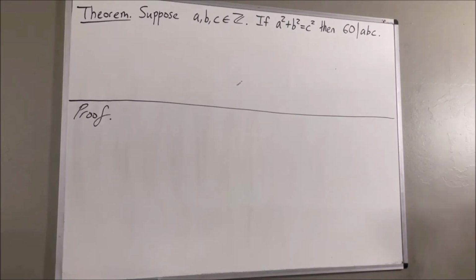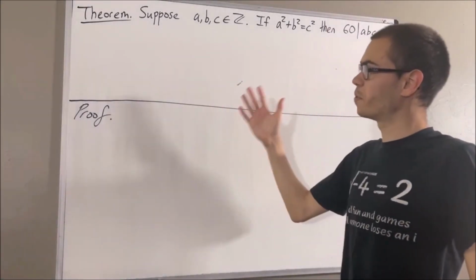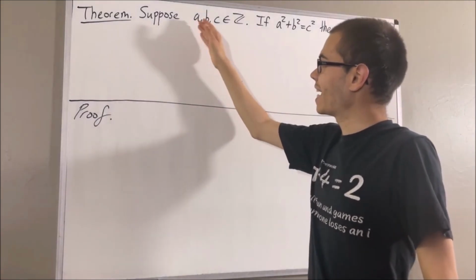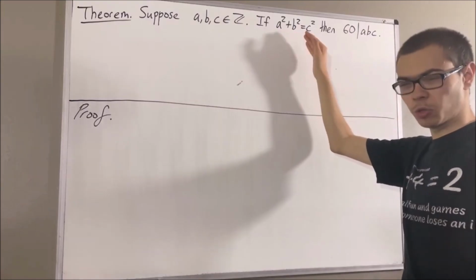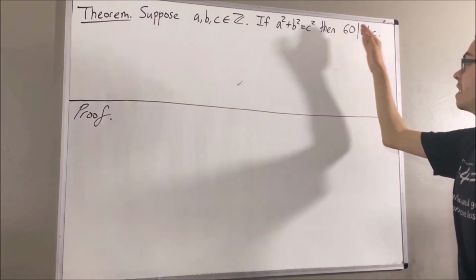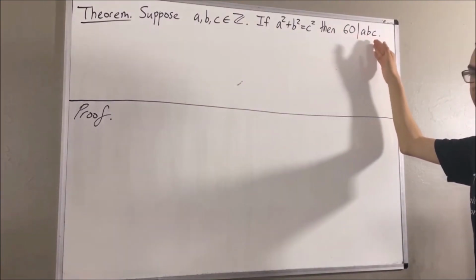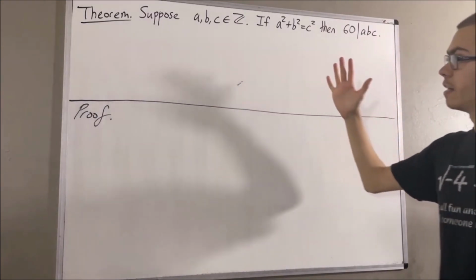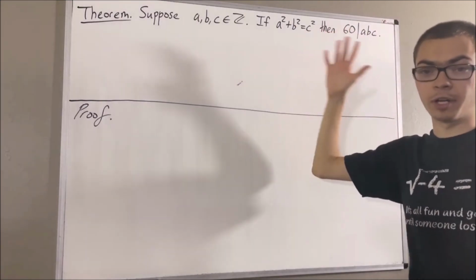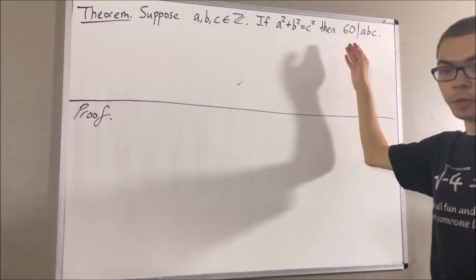Hello! In this video, we are going to prove the following theorem. Suppose a, b, and c are integers. If a squared plus b squared equals c squared, then 60 is a divisor of abc. So what we're essentially proving here is every product of Pythagorean triples is a multiple of 60.